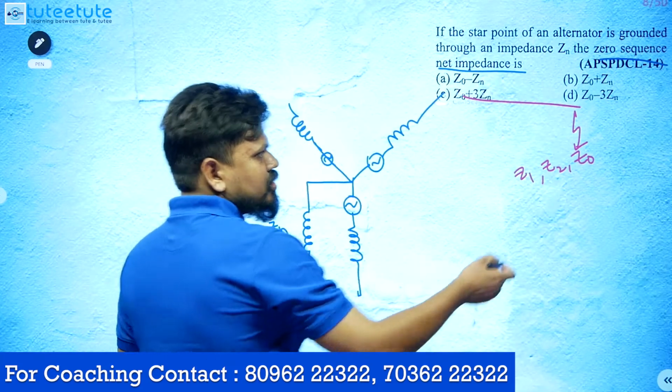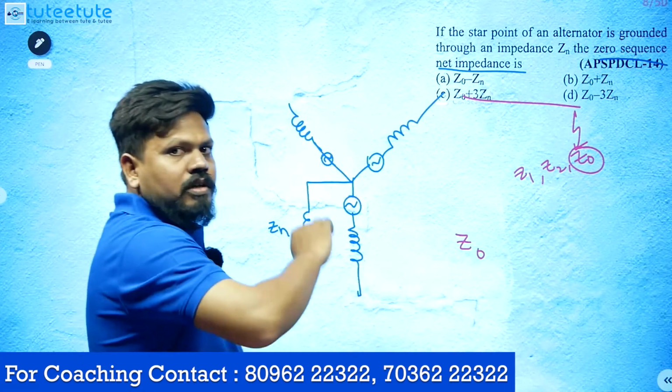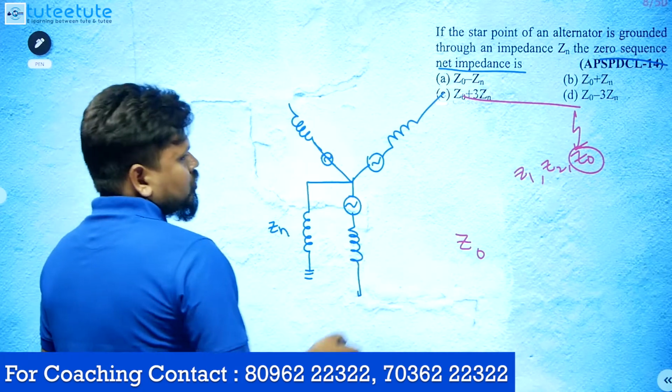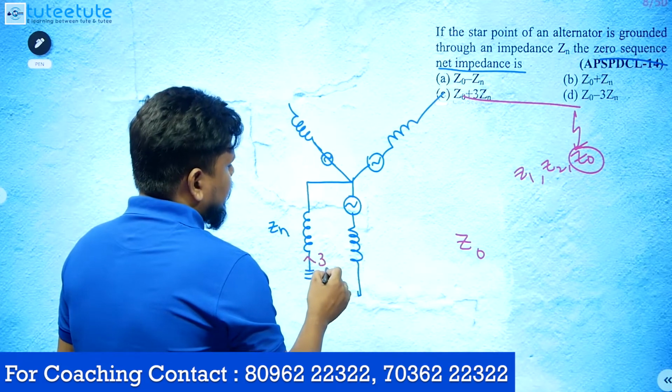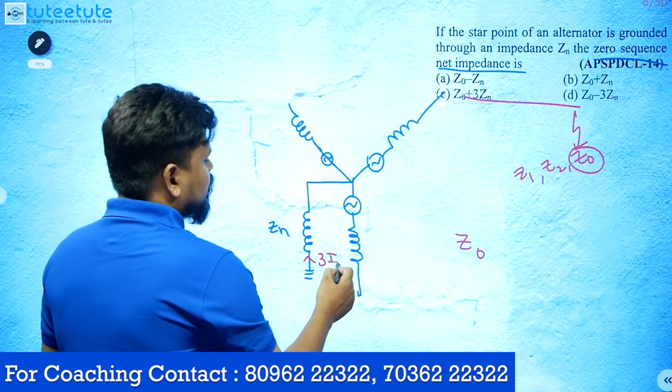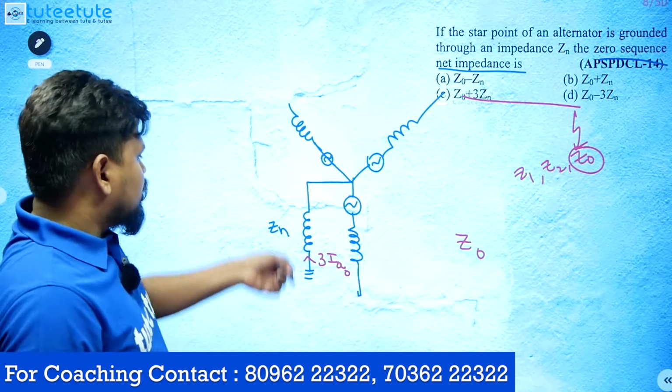Generally, zero sequence impedance means only Z0. Understanding, right? But whenever it is star connected and a fault occurs, then 3 times the zero sequence current will flow through the neutral. IA0 will be flowing into this one.